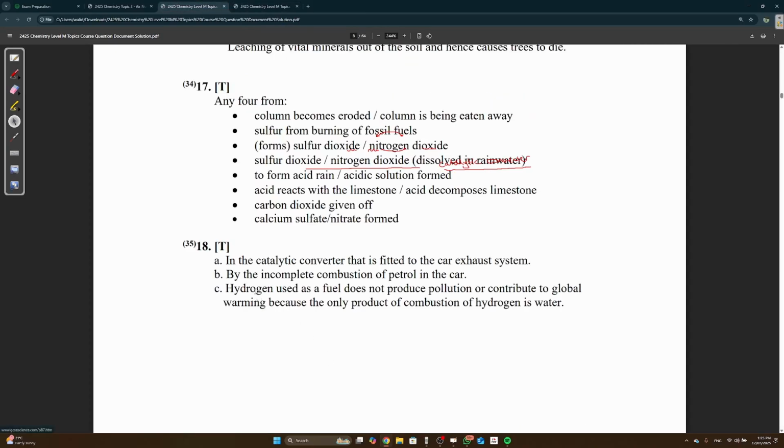Why does the hydrogen powered car produce less pollution? Because water is the only product, right? In a hydrogen fuel cell, hydrogen used as fuel does not produce pollution because the only product is water.